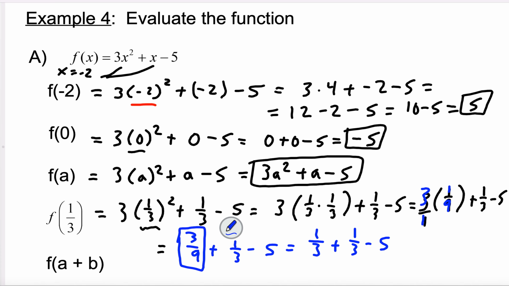Since I have a nice common denominator there, I can go ahead and add these two fractions together. 1/3 plus 1/3. You add your numerators and write down your common denominator. I'm going to get a common denominator over here. I'm going to multiply the numerator and denominator here by 3. So I get 2/3 minus 15/3 there. Gives me a negative 13/3.